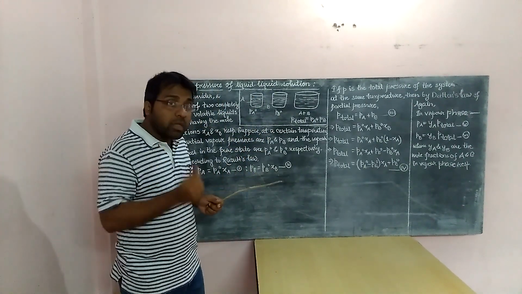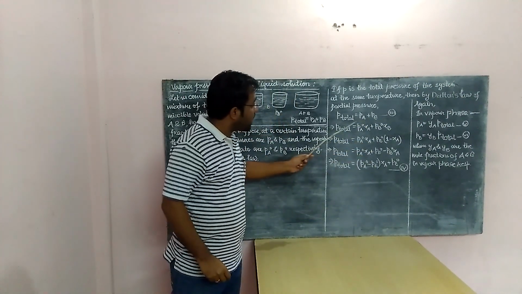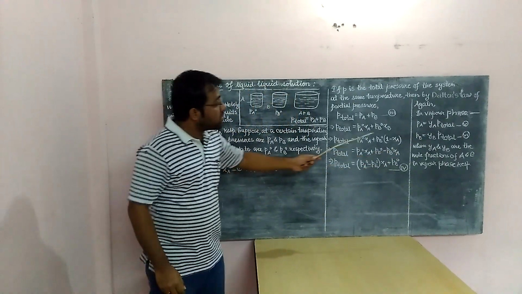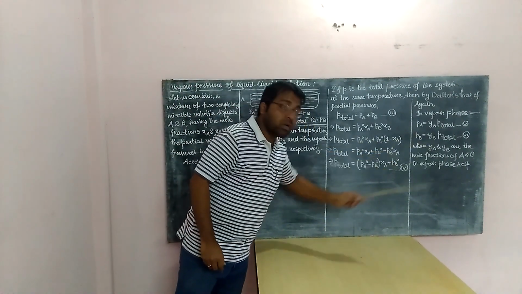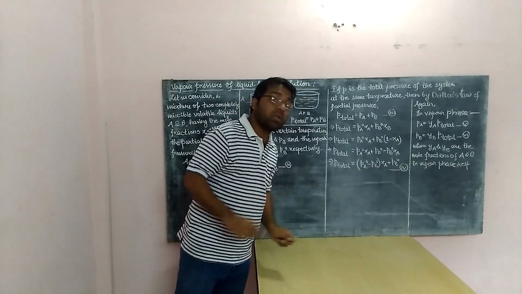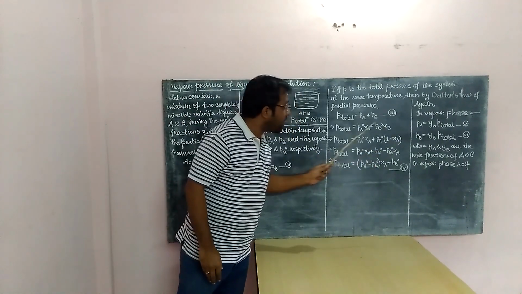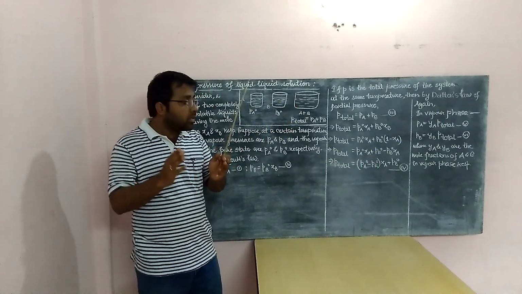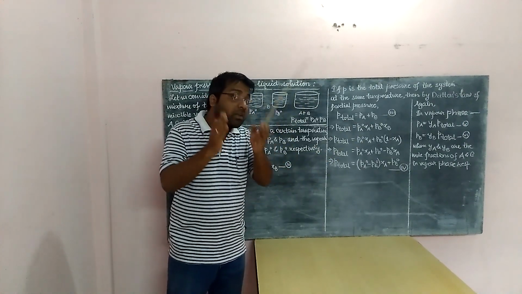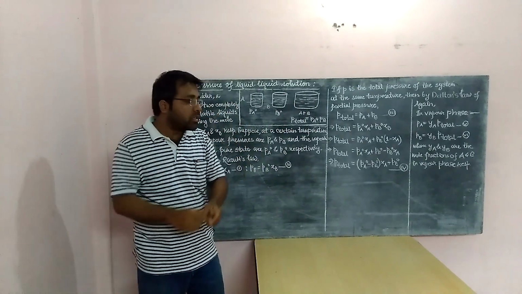Now, what about the vapor phase? For the vapor phase, we can calculate PA as PA equal to YA into P total, and PB is equal to YB into P total, where YA and YB are the mole fractions of A and B in vapor phase. You have to remember about YA, YB and XA, XB mentioned in different phases. That is, XA and XB are in liquid phase and YA and YB are in vapor phase.